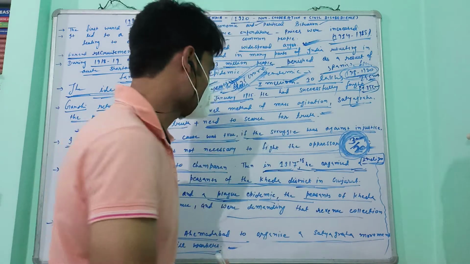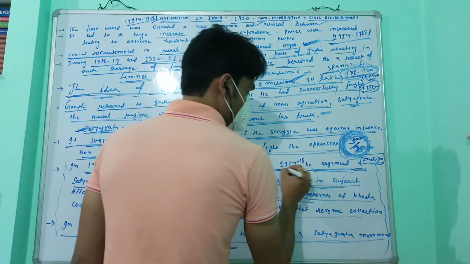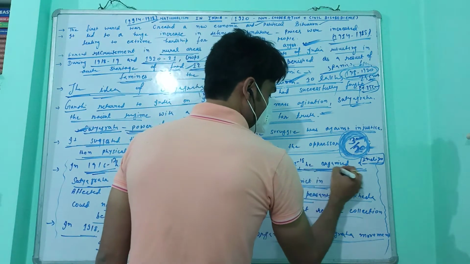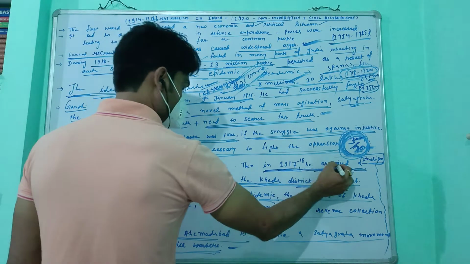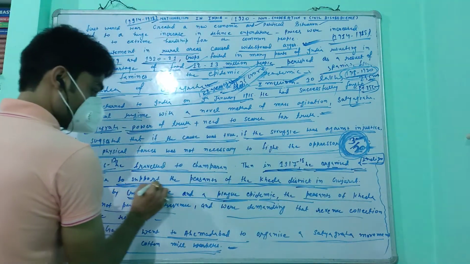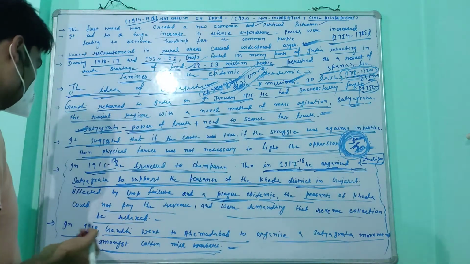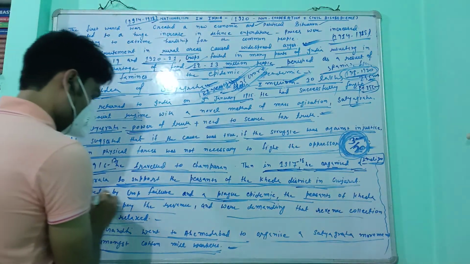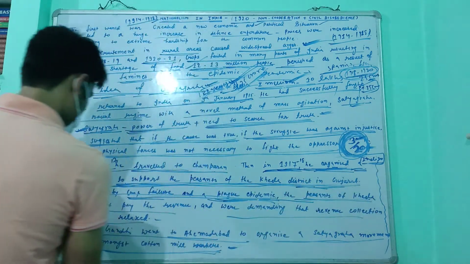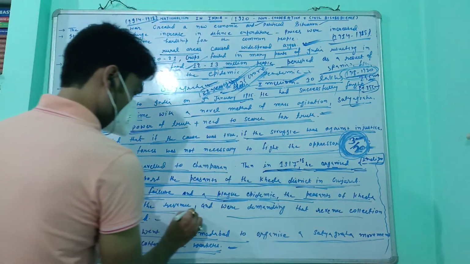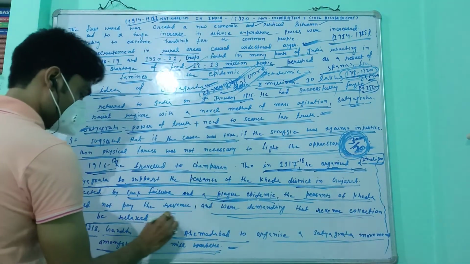What was the problem in the Kheda episode? I would like to explain right here. So, in 1918, he organized Satyagraha. Gandhiji organized Satyagraha to support the peasants of the Kheda district in Gujarat. Affected by crop failure and plague epidemic, the peasants of Kheda could not pay the revenue and were demanding that the revenue collection be revised.